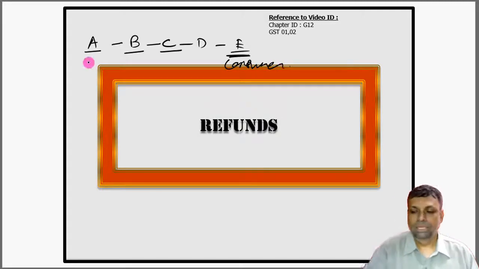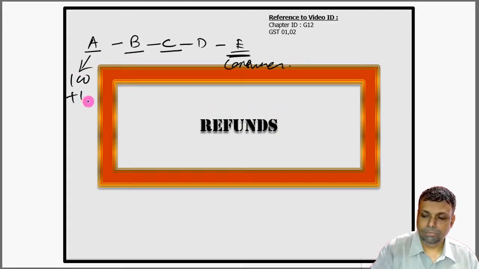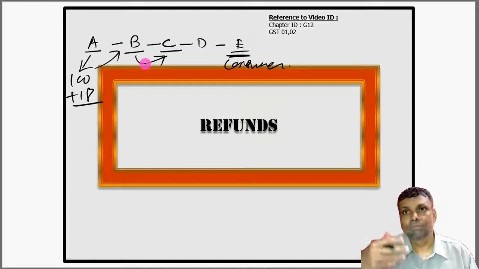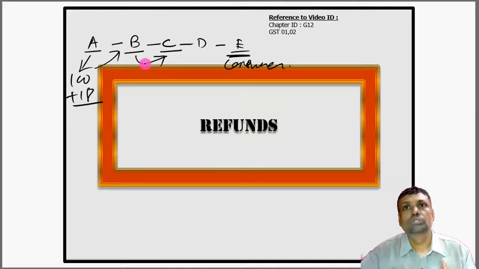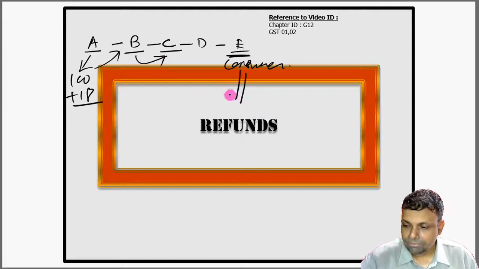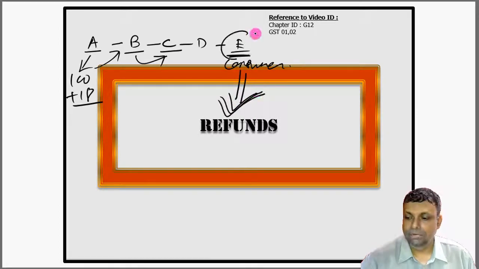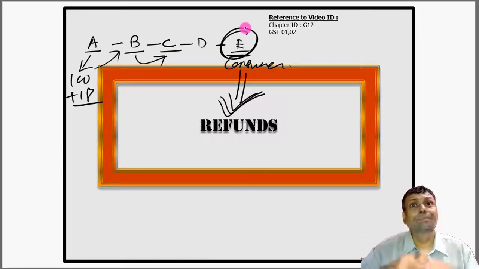Now he has, say for example, charged 100 plus GST. Now it is sold to him. So each time the goods are sold, the tax burden gets passed on to the next shoulder. Ultimately Mr. E, the ultimate consumer, is the actual payer of the taxes. So logically, if there is any refund, it should be given to Mr. E, but it may not be possible.